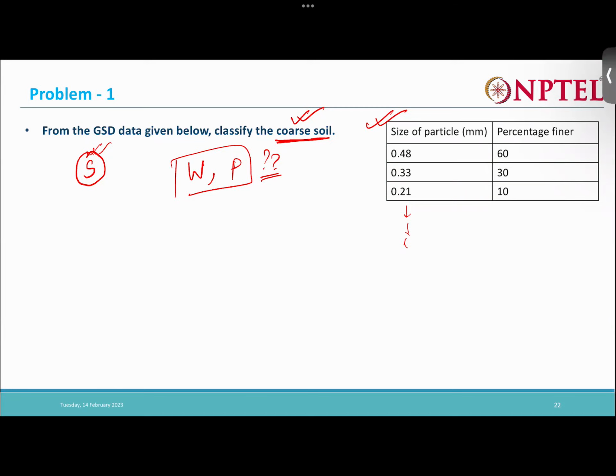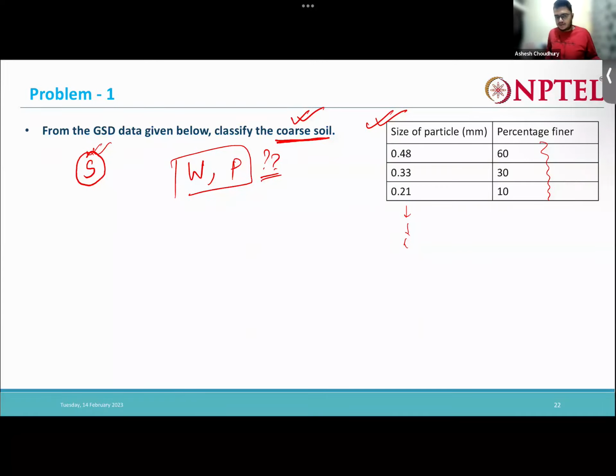Percentage finer than 5 to 12% we will have to decide. No, no. I am asking you whether it is well graded or poorly graded. Using these data, you need to tell whether your sand is well graded or poorly graded. 5 to 12%, nothing is coming into the picture here.